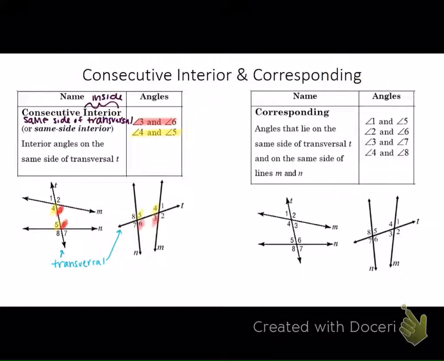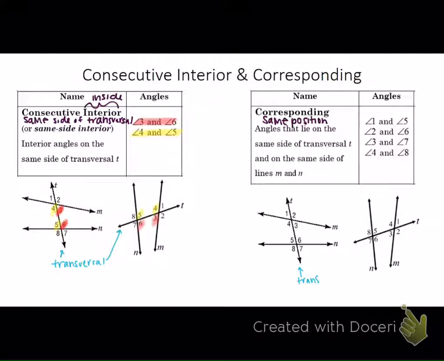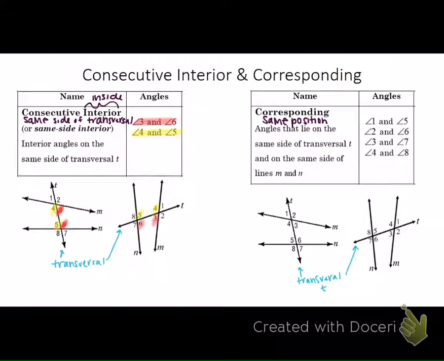Corresponding angles lie on the same side of the transversal and on the same side of the line. So it makes it a little bit easier to just think same position once you know what your transversal is. So Logan, what is my transversal in these ones? T. Yeah, still T. That will change on your homework. It doesn't always have to be T. So they have to be in the same position.